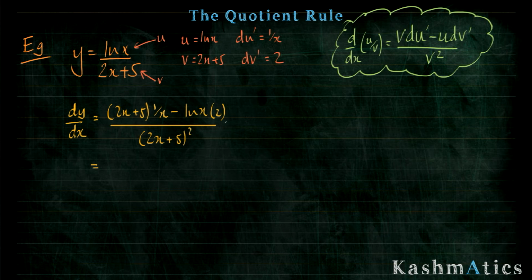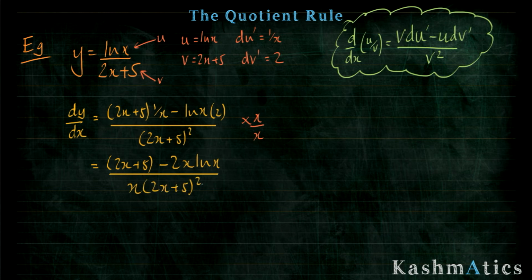Now, in order to tidy this up a little bit, what I could do is multiply the top and bottom by x. By doing so, I can get rid of this x from here, and it might just make the whole thing look a little bit tidier. So if I was to do that, the first term at the top would become just 2x plus 5. The second term would become 2x ln x, and the bottom would become x brackets 2x plus 5 all squared. And I'm sure there's something else you could do with that, but the main point is getting to the derivative. So yeah, that's that one.